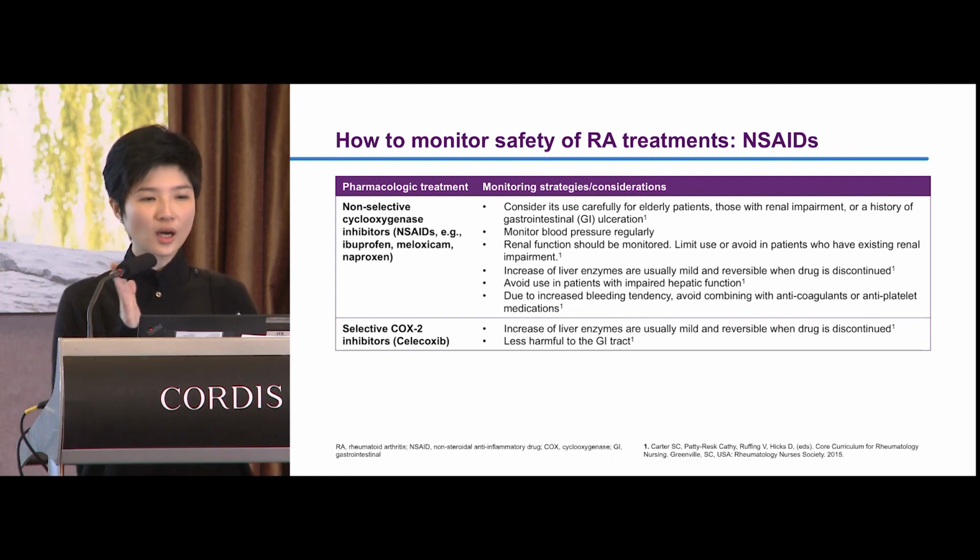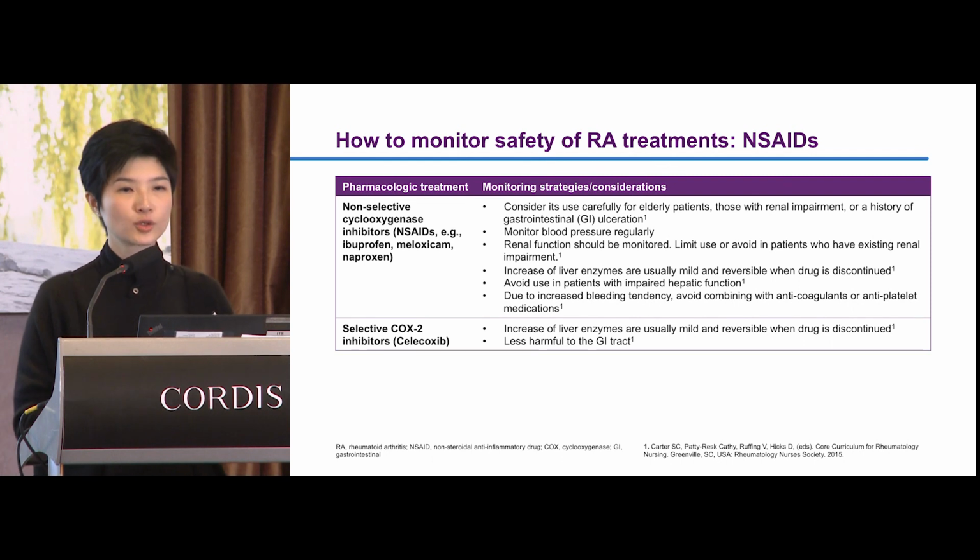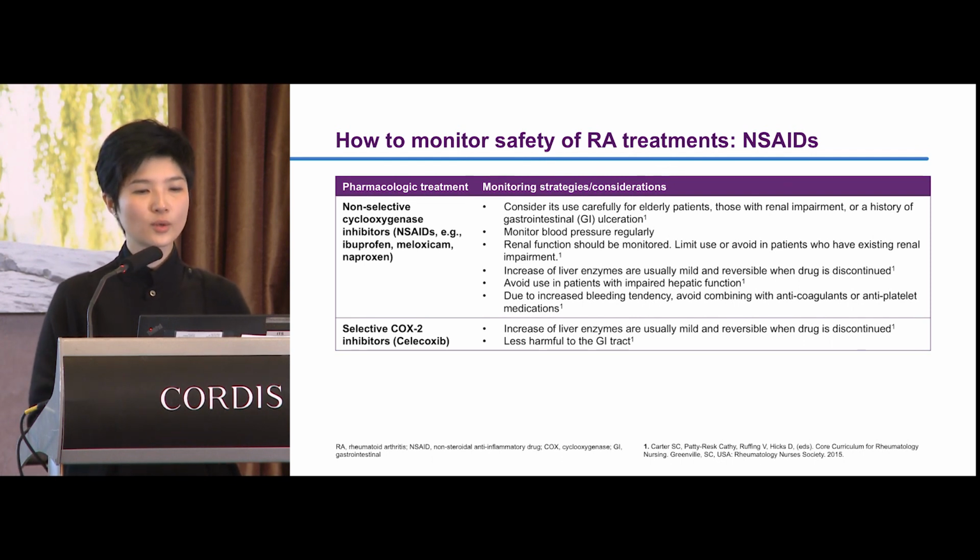So we come to treatment, how to monitor the safety of RA treatment. Firstly, we'd like to share with you the NSAIDs. There are two kinds of NSAIDs. The non-selective ones include ibuprofen, meloxicam, and naproxen. What kind of considerations should we look for before we start the treatment? We should consider it carefully for elderly patients, those who may have renal impairment or a history of GI ulcerations.